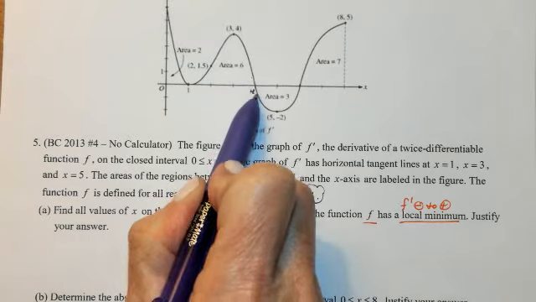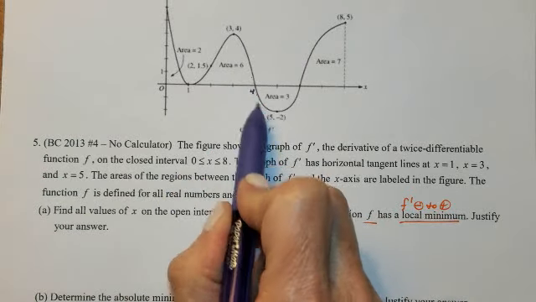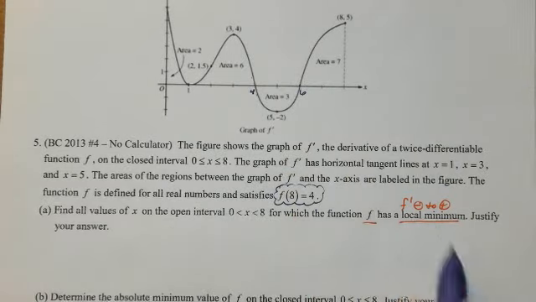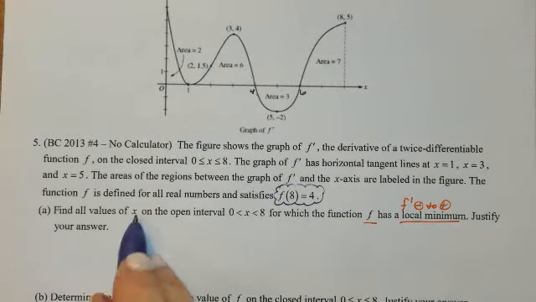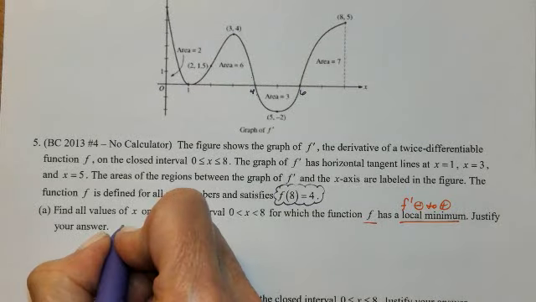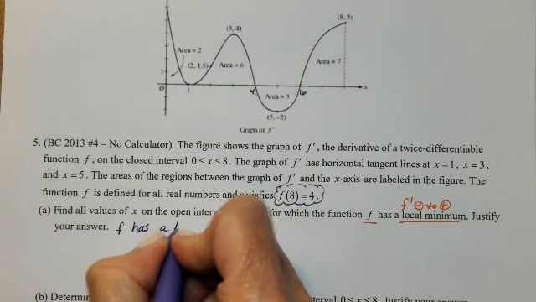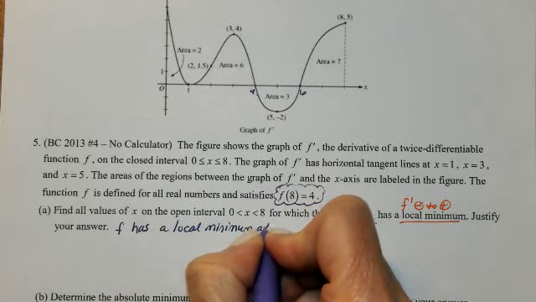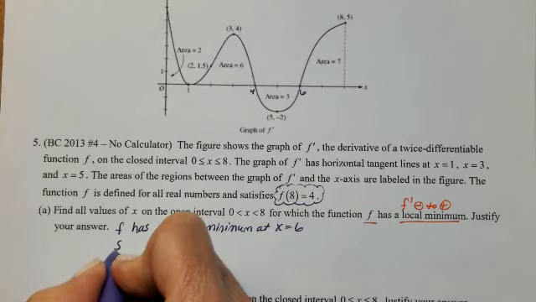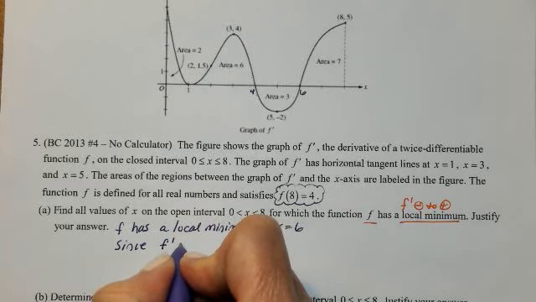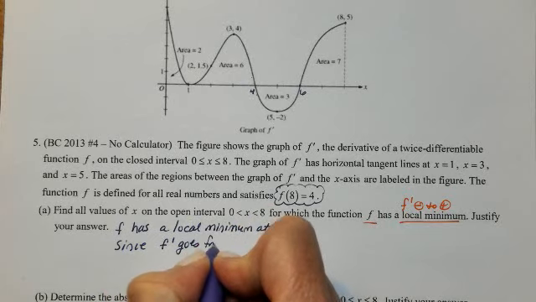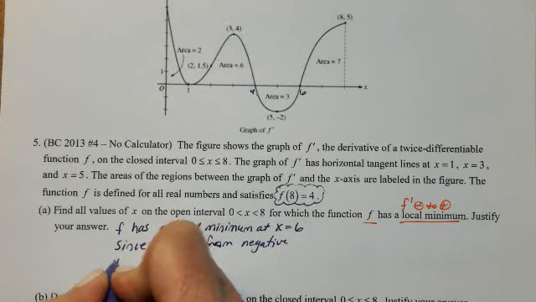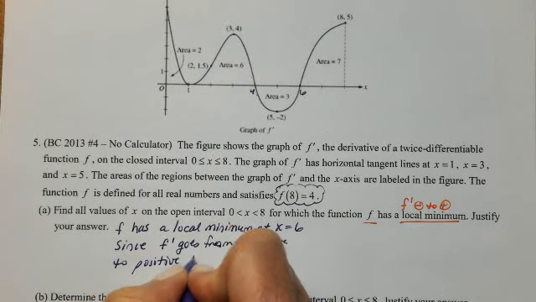Positive, positive, positive. Here at x equals 4, f prime goes positive to negative, not negative to positive. And here at x equals 6, f prime did indeed go negative to positive. So that is going to be my local min x value. So I'm going to write that down. F has a local minimum at x equals 6 since f prime goes from negative to positive there.